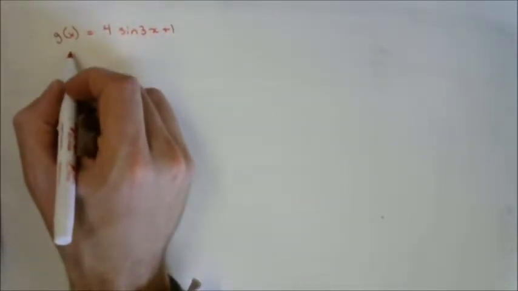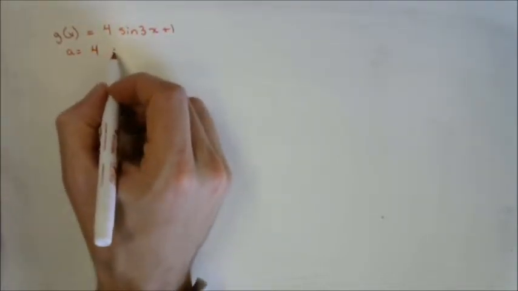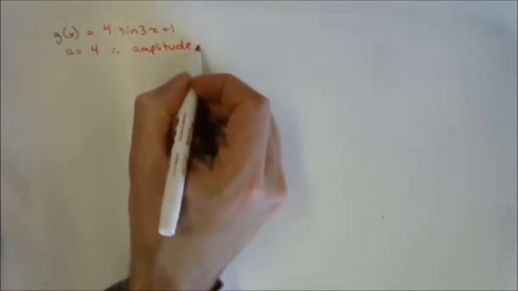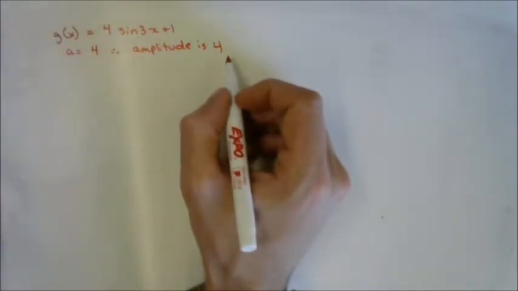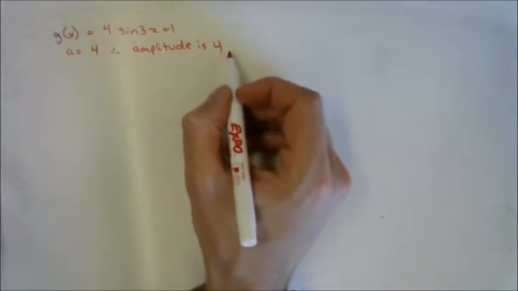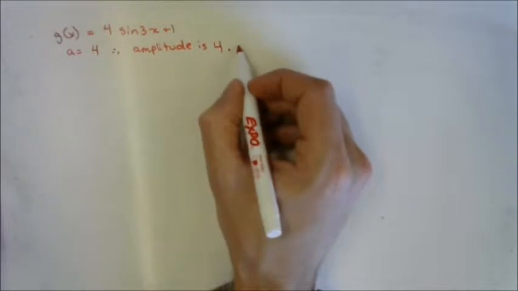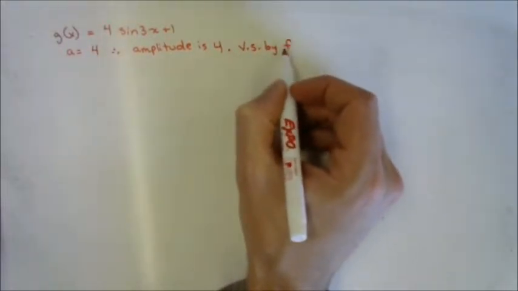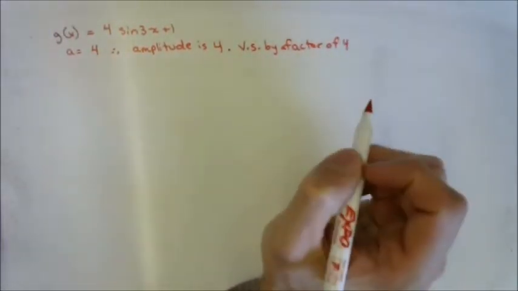I'd identify the parameters. So what's a? 4. Therefore, amplitude is 4. So what does that mean when we're graphing? Or when we're transforming a graph? What's the language that we would use? Stretch by a factor of 4. Vertical stretch by a factor of 4.